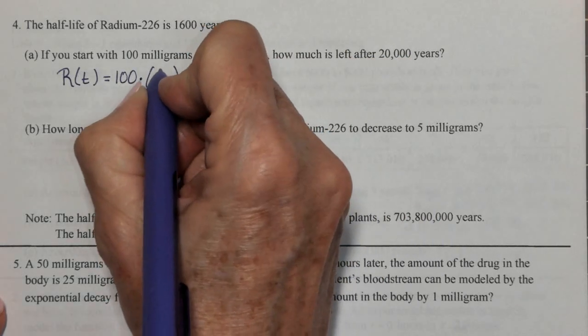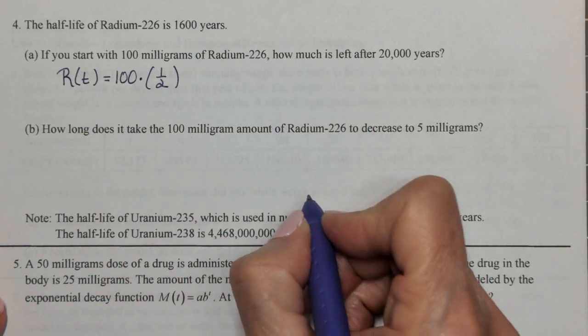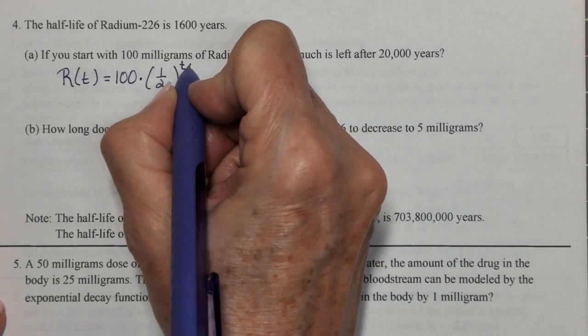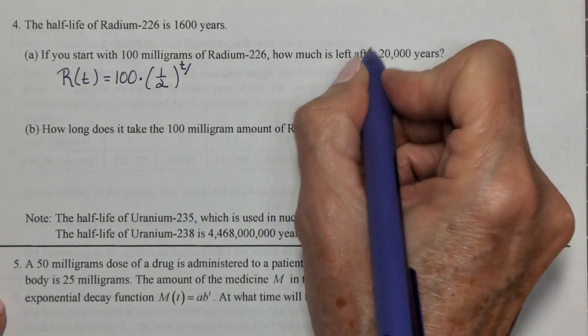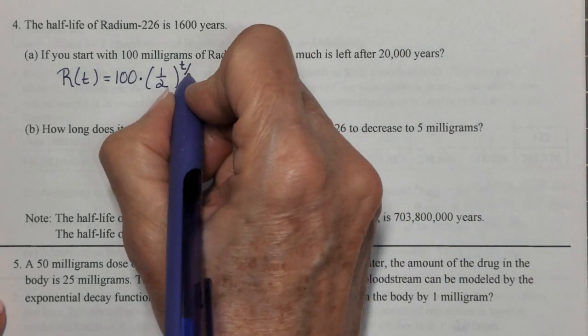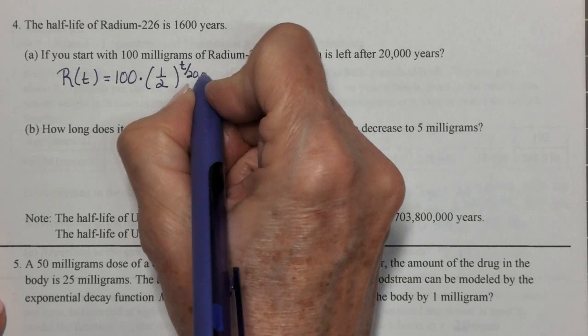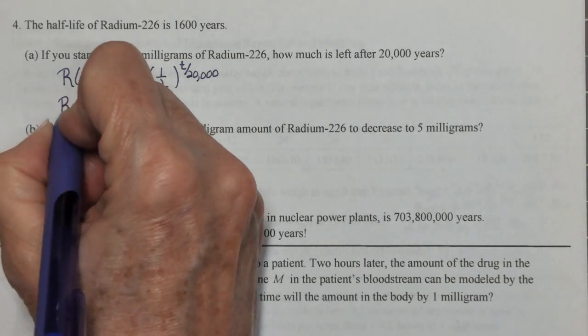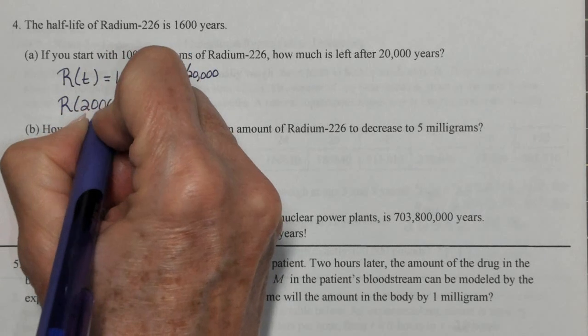It's a half-life, so the base is a half. And our exponent will be the time divided by the half-life of this element. So 20,000. There's our equation. So how much is left after 20,000 years? That would be R of 20,000.